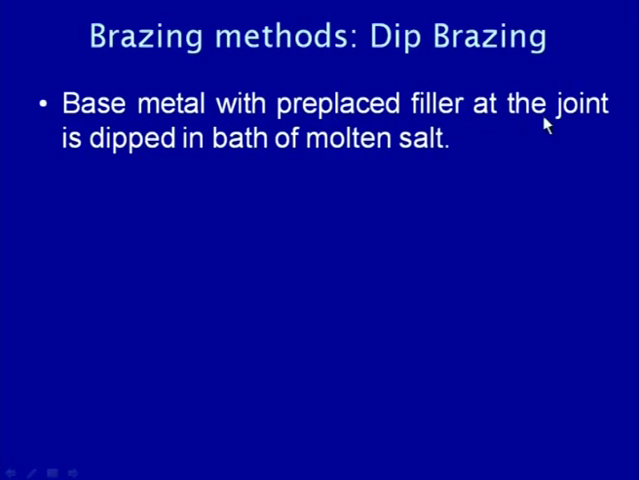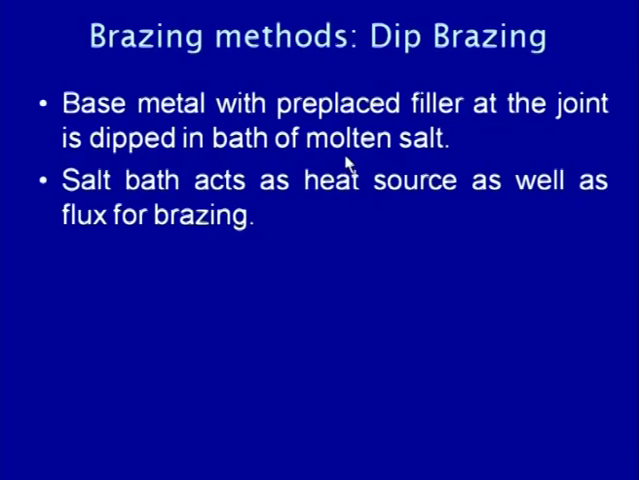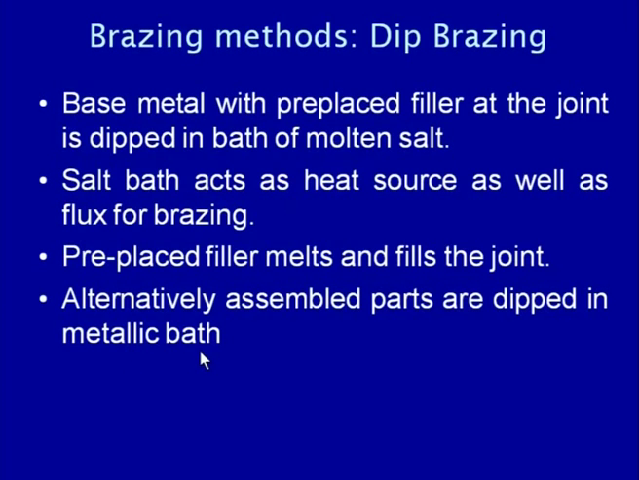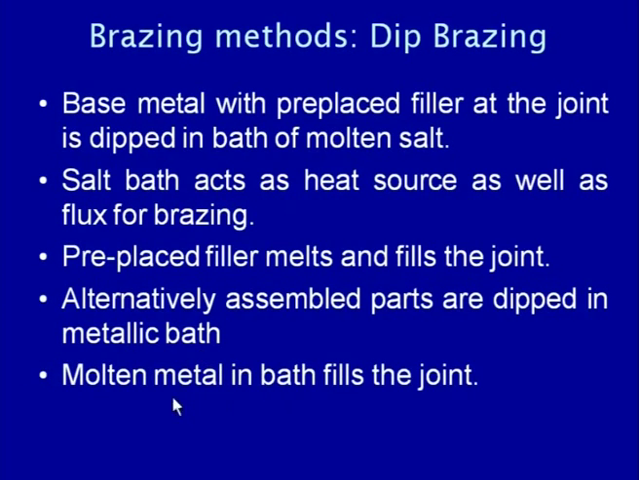In the dip brazing, the base material with the pre-placed filler material at the joint is dipped into the molten salt bath for applying the heat onto the component. The salt bath acts as a heat source as well as the flux for the brazing. It avoids any atmospheric contamination of the molten filler material during the joining, and then the pre-placed filler material melts and fills the joint. Alternatively, assembled joint parts are dipped in the molten metallic bath so that the joint can be made, and the molten metal in the bath fills the joint.